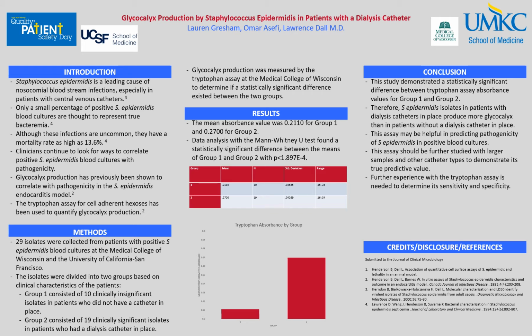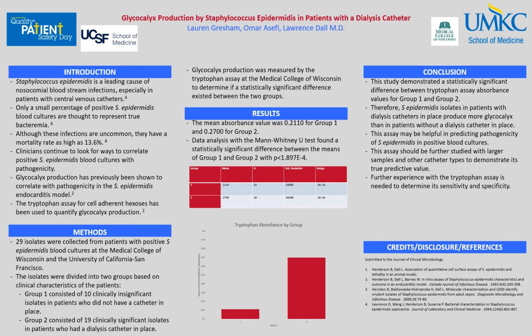Staph epidermidis is a leading cause of nosocomial bloodstream infections, especially in patients with central venous catheters. Only a small percentage of positive staph epidermidis blood cultures are thought to represent true bacteremia, as it's a common contaminant. I'm sure we've all seen this in a clinical setting. And although these infections are somewhat uncommon, they do have a pretty high mortality rate, might be up to 13.6%.